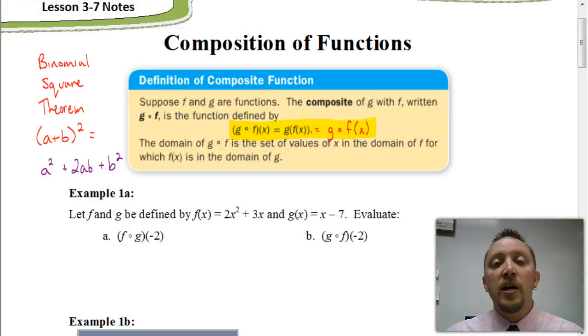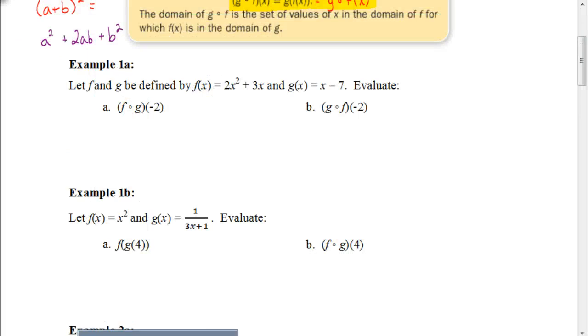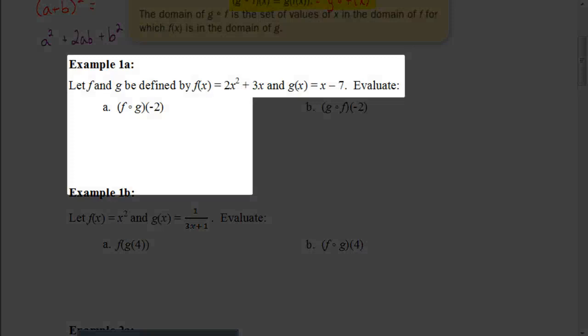So let's start out now by looking at this next example, where we're just going to find f following g of negative 2, and then we'll find g following f of negative 2, and we'll see if the answers are similar. So let's go look at those examples. Okay, so this example says that function f is 2x squared plus 3x. What that means is that whatever our value for x is, we're going to square it, and then multiply it by 2, and then add 3 times that value for whatever x is. And g is just whatever x is, subtract 7.